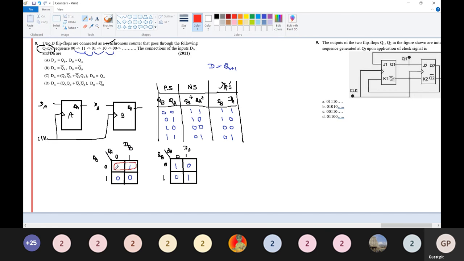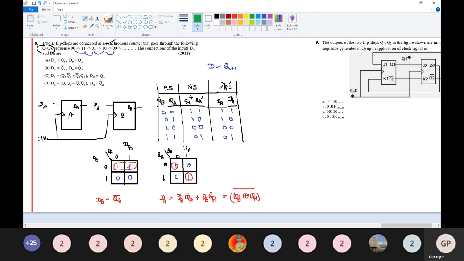Now we have to group it. Therefore, DB is equal to QB bar. And then DA is equal to QB bar into QA bar plus QB QA, which is equal to QB XNOR QA, that is (QB XOR QA) whole dash.